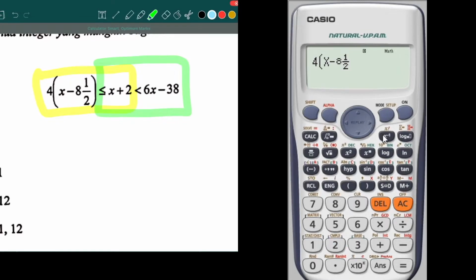After that alpha equal x plus 2. Okay, alpha x plus 2. Then we will use shift solve. Okay, shift solve. Alright, we get negative 2. Negative 2 is the previous answer. Press again, solve for x, and we get 12.